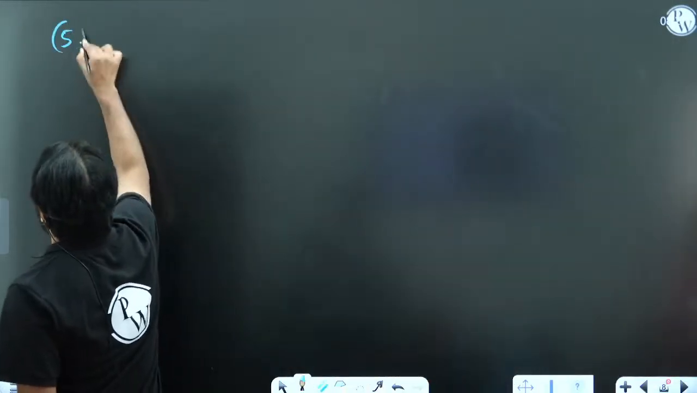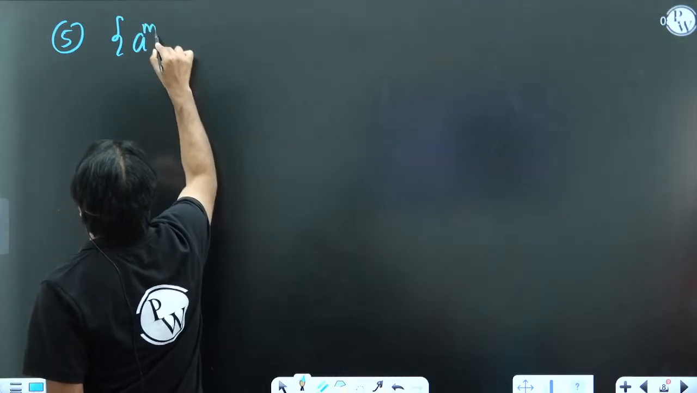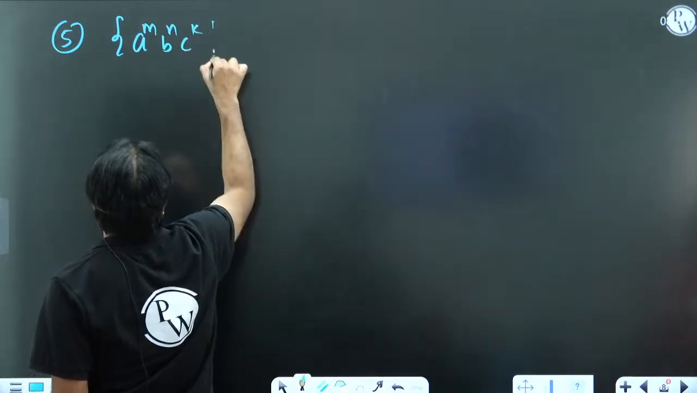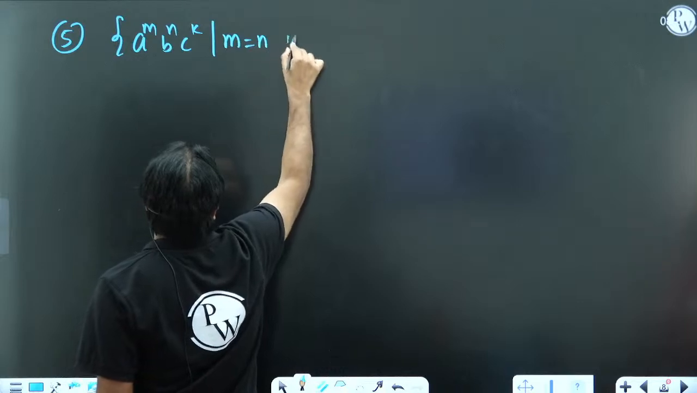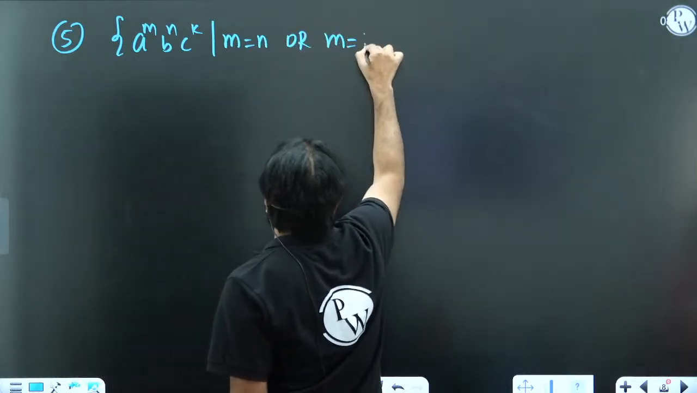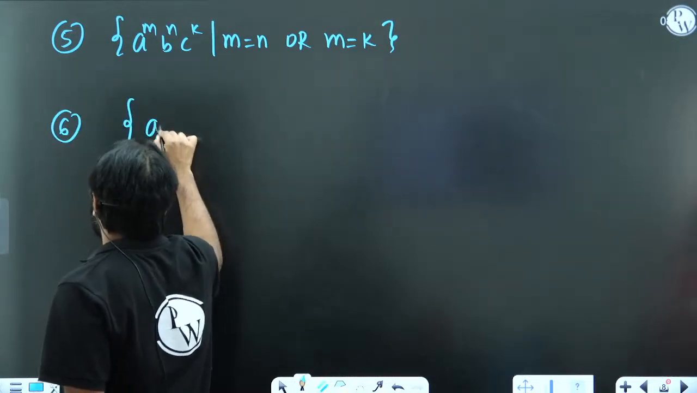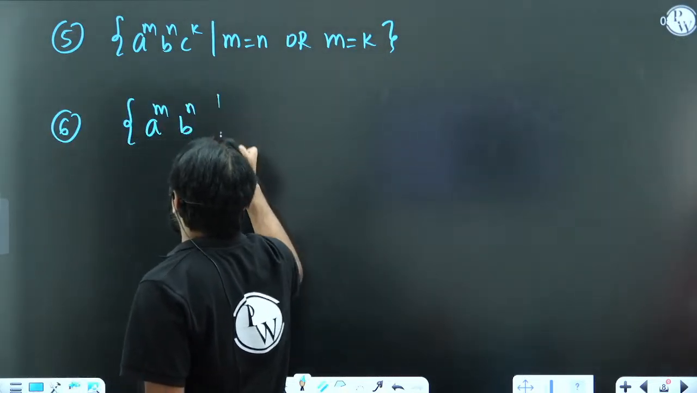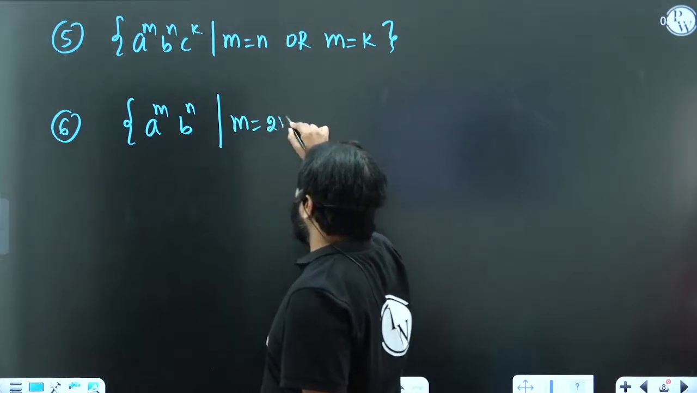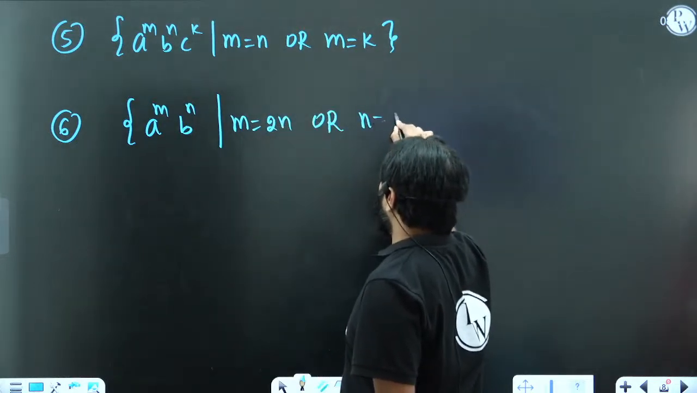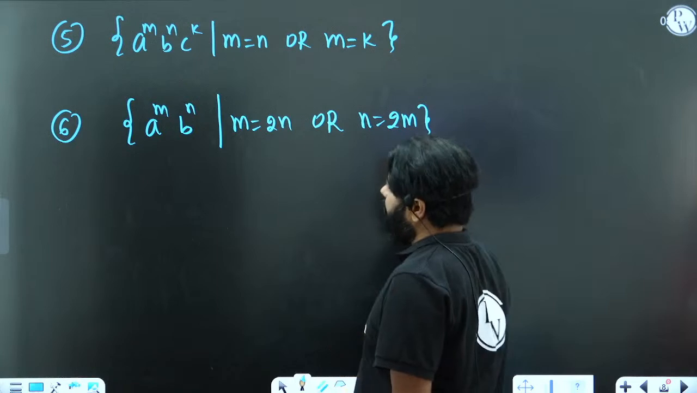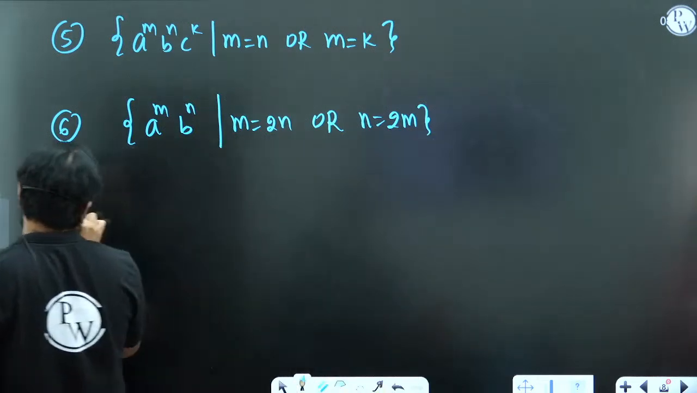Fifth. A power m, B power n, C power k. Now you take m equal to n or m equal to k. This is a different problem. A power m, here m is equal to 2n or n is equal to 2m. 7.